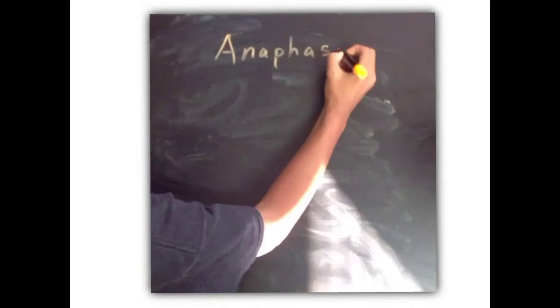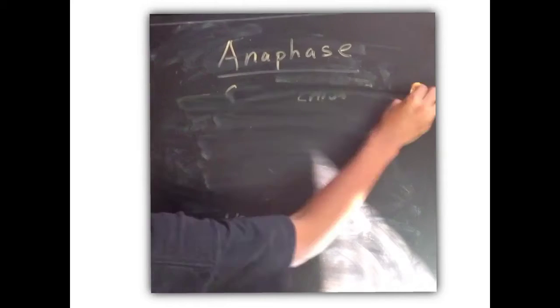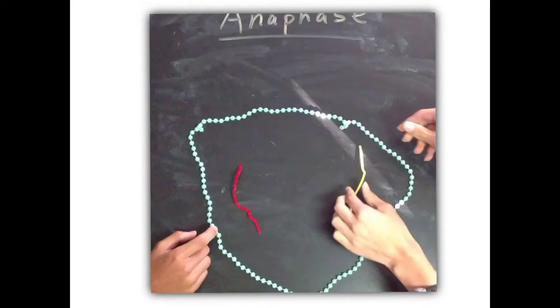The next stage of mitosis is anaphase. During anaphase, the sister chromatids separate and the centromeres divide. The sister chromatids are pulled apart by the shortening of the spindle fibers. One sister chromatid moves to one pole of the cell and the other one moves to the other pole. So at the end of anaphase, both poles have a complete set of chromosomes.